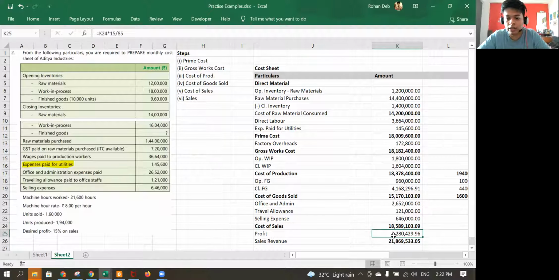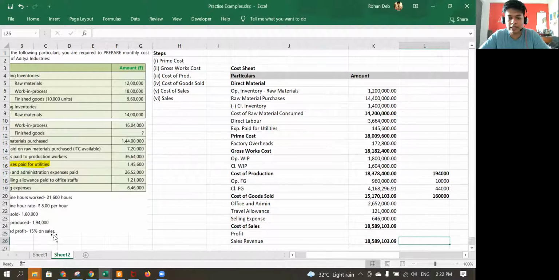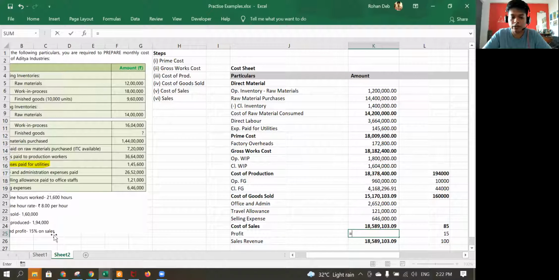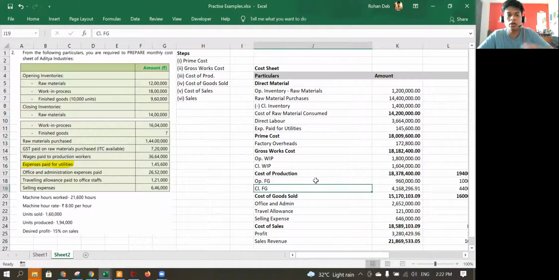Got it? So now I'll show you how to do the profit calculation. It says that 15% of sales is my profit. So if my sales is 100 rupees, my profit will be 15 rupees. Okay, so what is my cost of sales? Equal to 100 minus 15. So it's not 15% of cost of sales, it's 15% of sales. So we'll do 15 by 85 into cost of sales. This will give you the profit and this will give you the revenue. Okay, so I hope this question is clear.